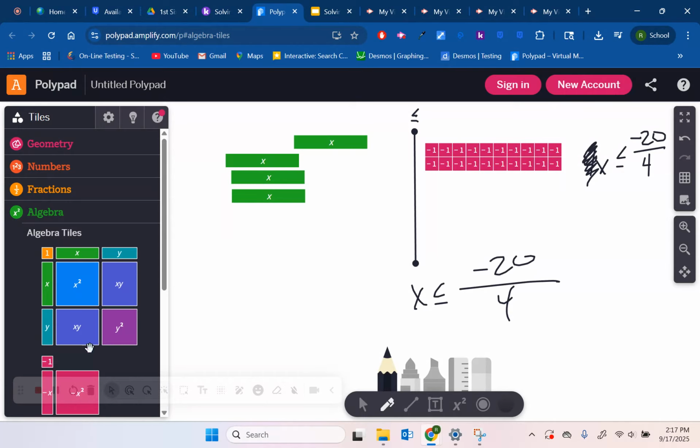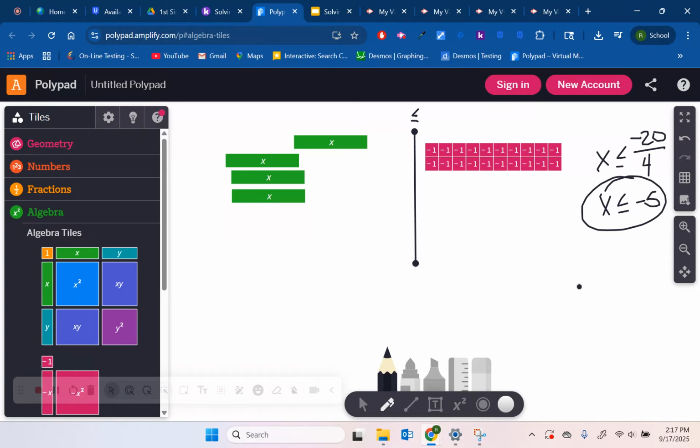Usually we don't do the equal sign, but we kind of have all these moves down already. If you're seeing that, great. Not 4x, but x is less than or equal to negative 20 over 4. You know then that x is less than or equal to negative 5. And that should be your answer.